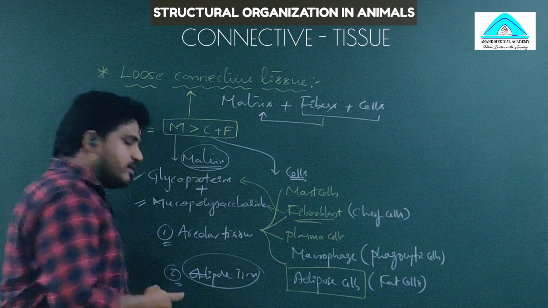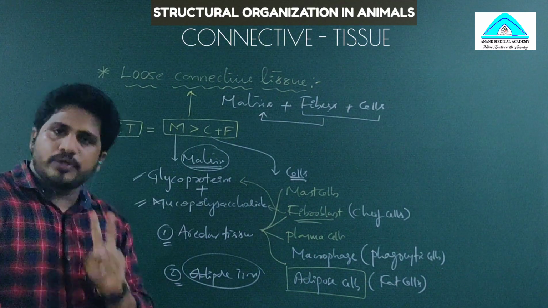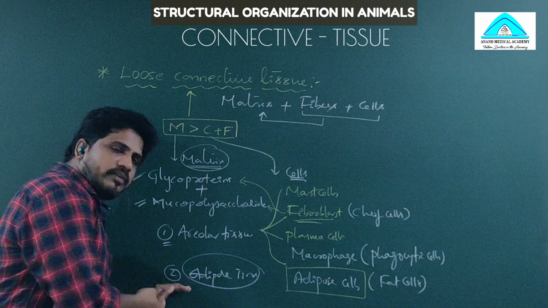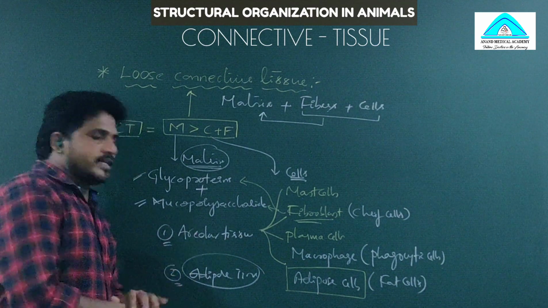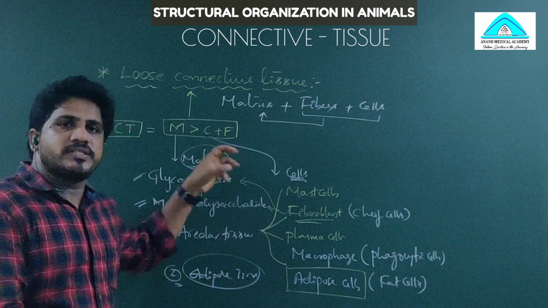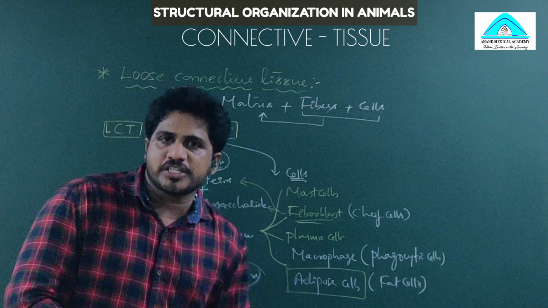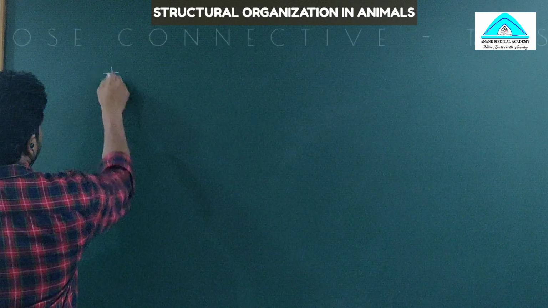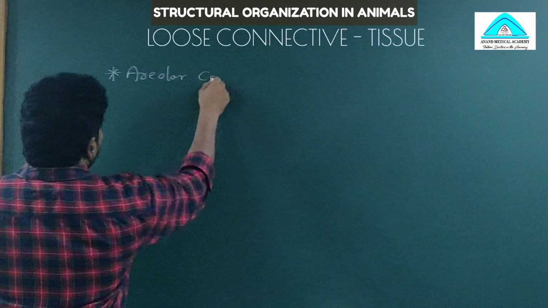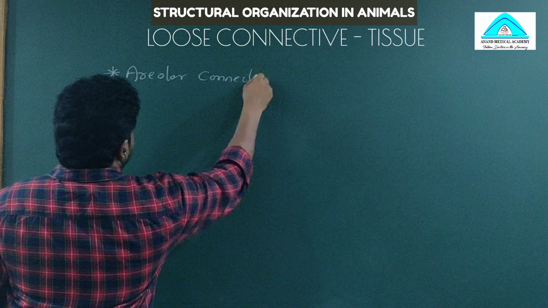So what does it mean? Loose connective tissue consists of two different types of tissues. One is areolar connective tissue, another one is adipose connective tissue. Let us discuss one after one in detail with their respective cells and fibers and locations. Areolar connective tissue.